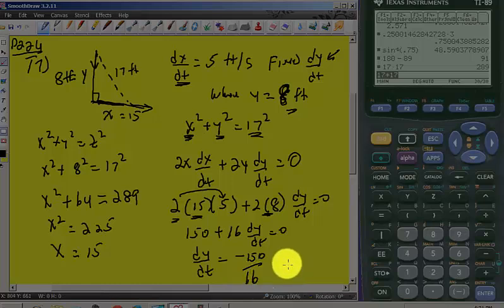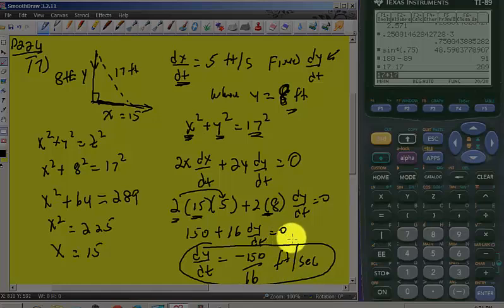And you have to put the units in. Okay, so that is changing in feet per second, single units because it's a distance. Obviously it's going down, so that's why you get a negative answer.